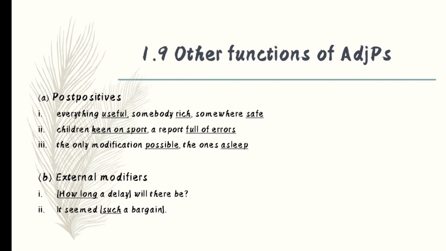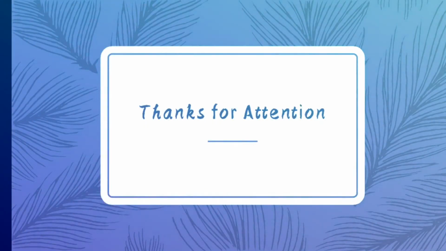The second example is: it seems such a bargain. Such is an adjective and it happens before the indefinite article a. So "such" has a function as an external modifier. Okay guys, I think that's all from us.